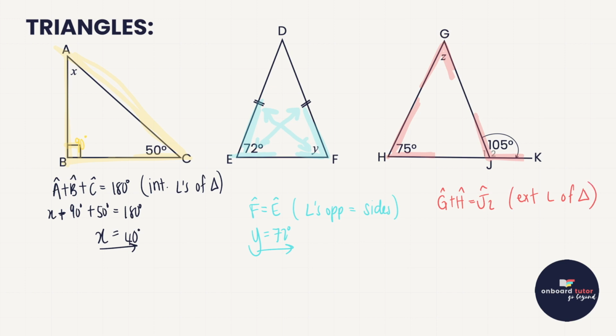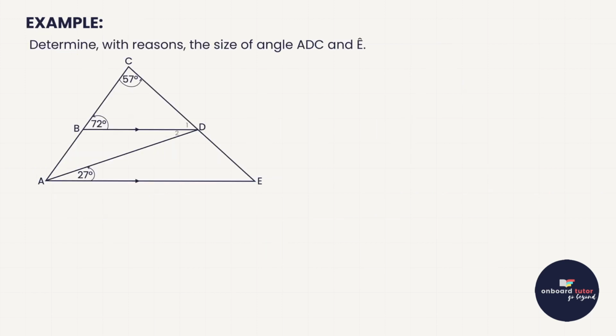And now I can substitute in Z plus 75 degrees equals 105. And then let's take that 75 over, and we've got 105 minus 75. And so Z is equal to 30 degrees. All right, so interior angles add up to 180. When you are dealing with an isosceles triangle, then you've got angles opposite equal sides, and they are equal. And then if you're given an exterior angle, it is equal to the sum of the interior opposite angles. So this plus this. Let's have a look at an example where everything comes together.